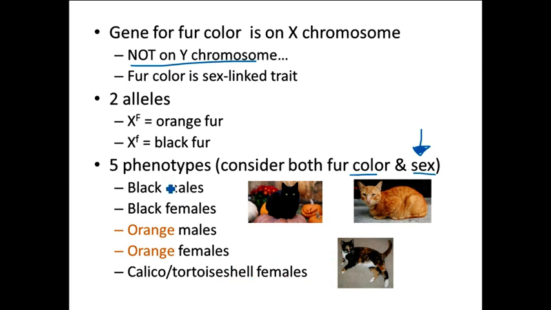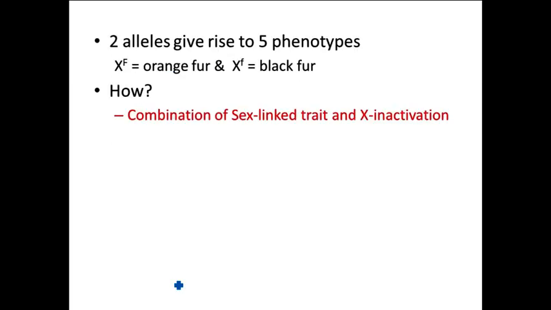Okay, so these are the 5 phenotypes: black male, orange male, black female, orange female, or females that are calico or tortoiseshell. Okay, so we're going to talk about how this happened. How do we have 2 alleles that give rise to 5 different phenotypes? Okay, so I just wrote this here as a reminder what our alleles are, what the notation for our alleles are. Okay, it's a combination of a sex-linked trait and something called X inactivation.